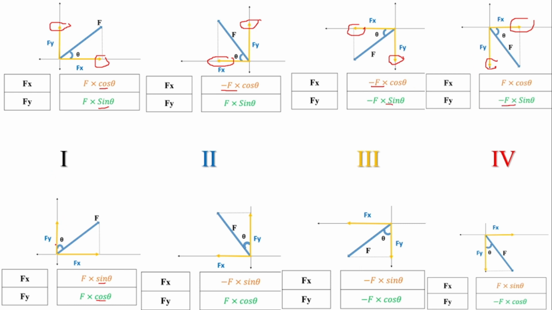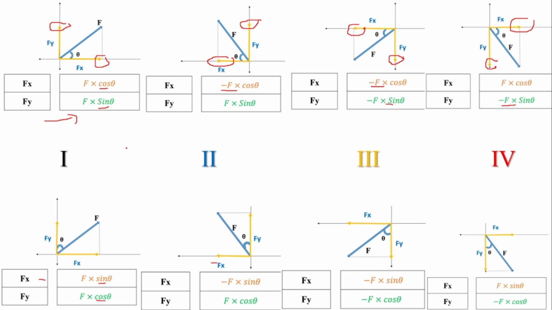Now when we consider the angle with the vertical axis, the condition is slightly different. So for Fx we get F sin theta and for Fy we get F cos theta. Exactly opposite of the above case. In the above case, Fx was F cos theta and Fy was F sin theta. Now cos is replaced by sin and sin is replaced by cos in the equation.